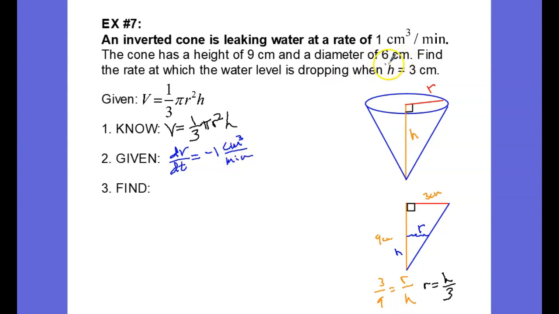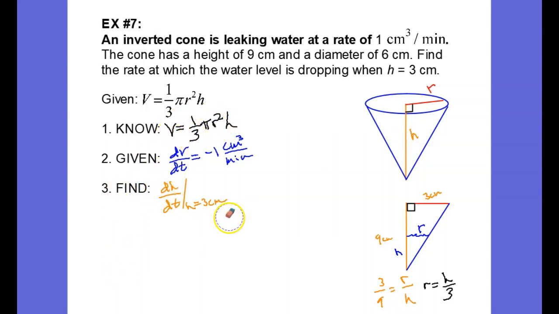They want us to find the rate at which the water level is dropping. Well, the rate at which the water level is dropping is going to be a change in the height of the water level. So what they're talking about here is dh/dt. And they want us to find dh/dt when h is equal to 3 centimeters.